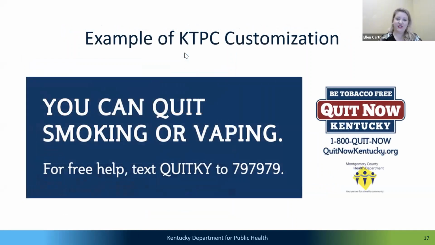So an example of a customization is this example right here. Montgomery County reached out to us. I think this was before COVID, so maybe in 2019. And they said, we need a banner for our baseball field. And so we took this design that already existed, I resized it to make it the right size, and then we added the Montgomery County Health Department logo. So if this is ever something that you're interested in, if you need a billboard, a banner for your baseball field, anything like that, you can just reach out to Emily or me, and we can work with you to see if we already have something that exists that you can just download, or whether we can work with you to create something.